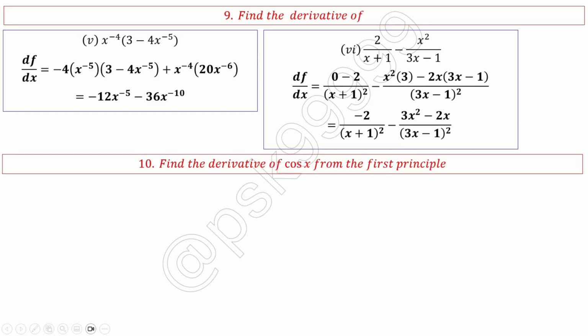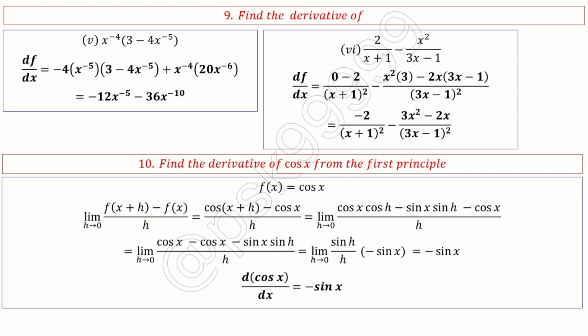Next, find the derivative of cos x from the first principle. We have done it for sin x, it is exactly the same. You can do it again. First principle is limit h tends to 0 of f of x plus h minus f of x divided by h, where f of x is cos x. So this will become cos of x plus h minus cos x divided by h.